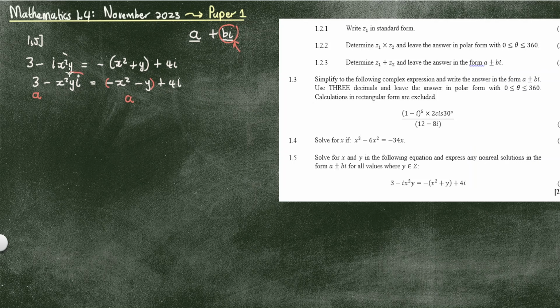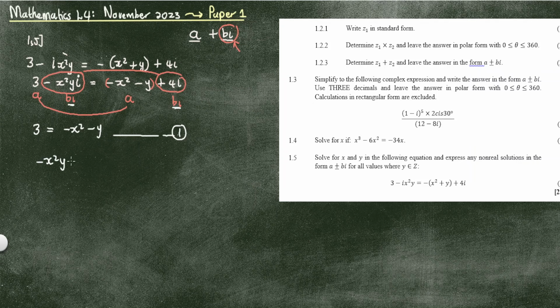So with this being bi as a whole, and this also being bi as a whole, we're gonna take the a's, the real parts, and equate them, and we're gonna take the imaginary parts and equate them. So I'm gonna take the 3x squared y and equate it to minus x squared minus y, and I'm gonna call this equation 1, and then I'm gonna take the imaginary parts and equate them as well.